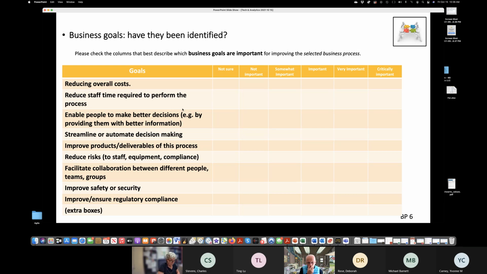So just to get a handle, what are the business goals that we're shooting for here and how are they important?